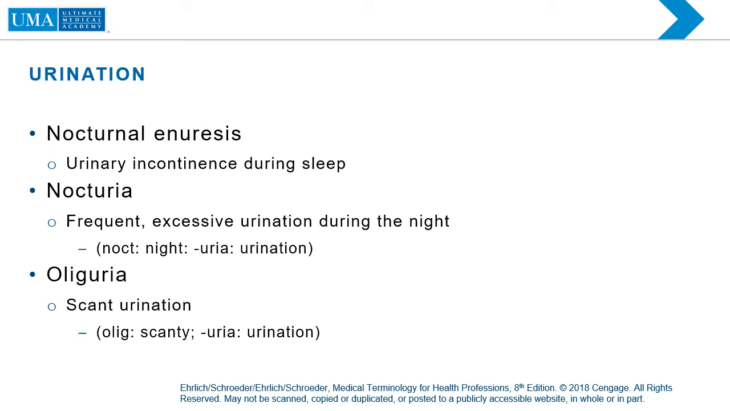Moving on to nocturia, notice the same beginnings of the word. This would be frequent and excessive urination during the night. The noct, the N-O-C-T, means night, and then uria refers to urination. Next, we have oliguria, and this means scanty urination, which can be caused by dehydration or renal failure and possibly urinary tract obstruction. When we break this word down, the olig is scanty or little, and then uria means urination, oliguria.